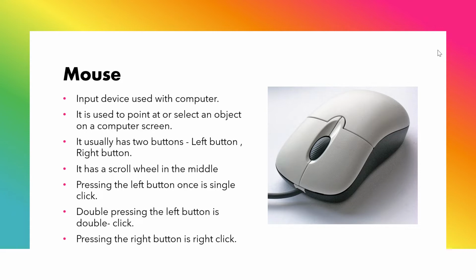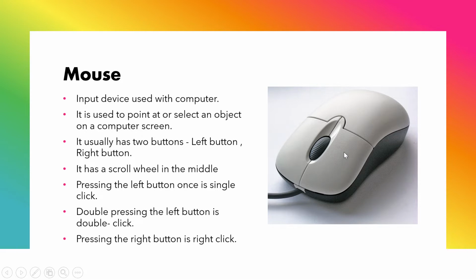A mouse is an input device used with a computer. It is used to point or select an object on a computer screen. It has two buttons, a left button and a right button. It has a scroll wheel in the middle.